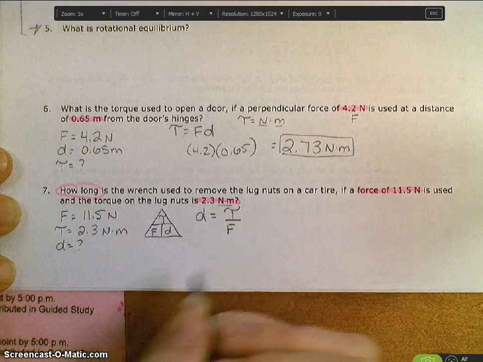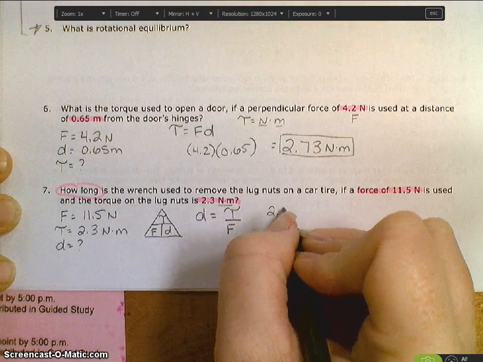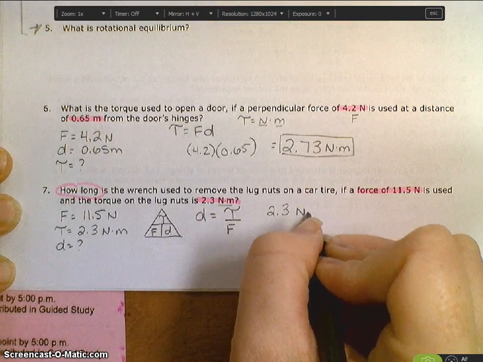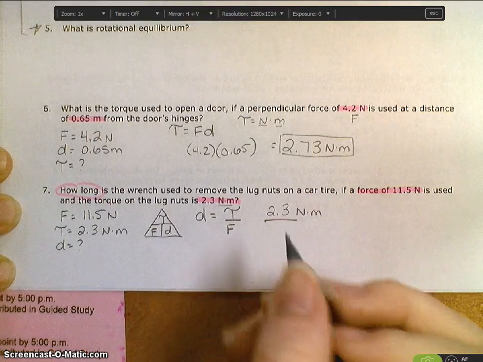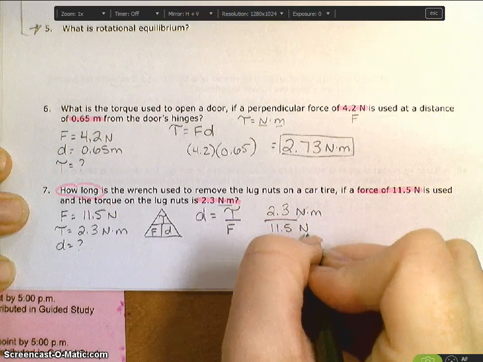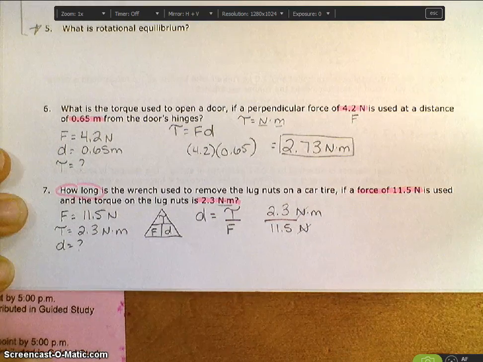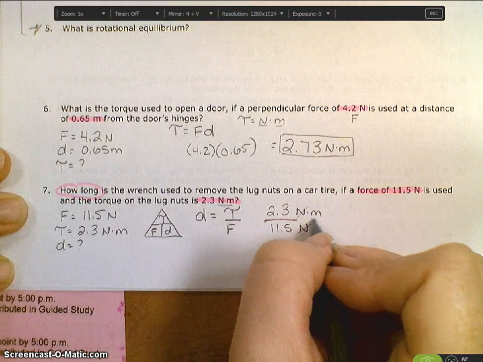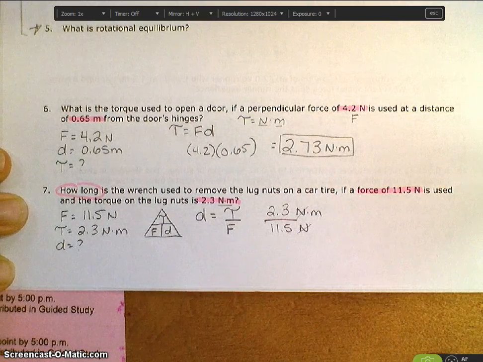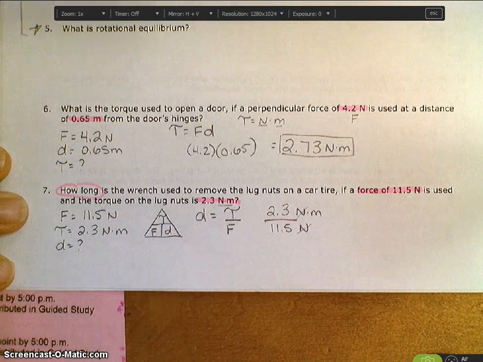Now I can just plug in. I need to look over here and make sure I get my numbers in the right order and that they're not flip-flopped. 2.3 Newton meters divided by 11.5 newtons. Those newtons are going to cancel out. This is why we've got that strange unit, Newton meter. We're solving for distance. You can see the meters right there. This is important because it lets you know that you set your problem up correctly.